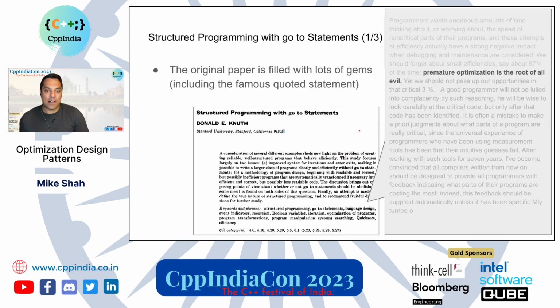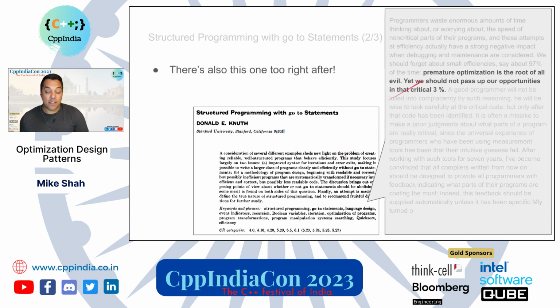Okay, so the other parts to it, the very following sentence here says, yet we should not pass up on our opportunities in that critical 3%. So again, this idea of folks taking this quote and maybe extrapolating or interpreting it as never optimize your code, that's not quite right. Because we have maybe some percentage of our code where we can improve and make faster, okay?